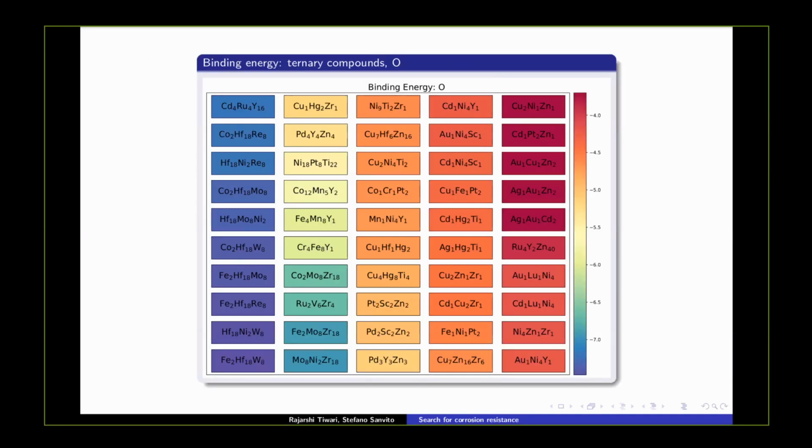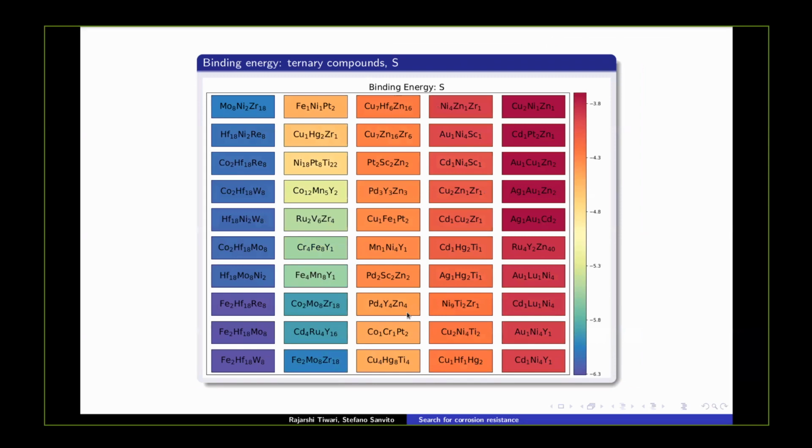Among ternaries, we found a much smaller number of compounds. So here is a list where we color code the ternaries in terms of binding energy. The stable candidates are basically red, from the red side towards the orange side. This is for oxygen. This is for sulfur.